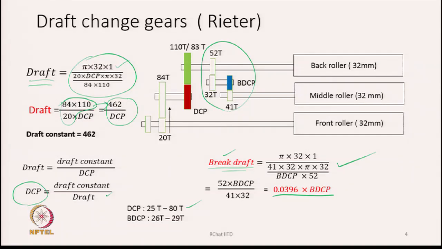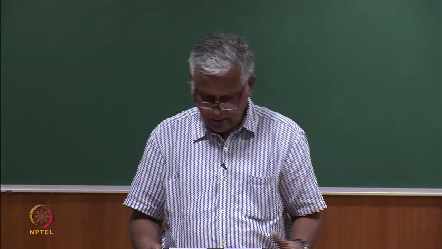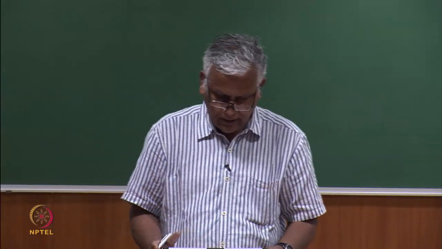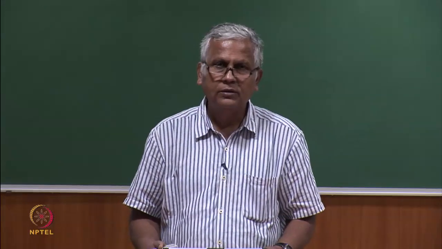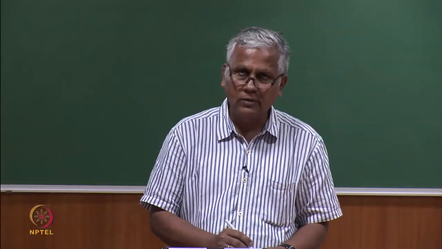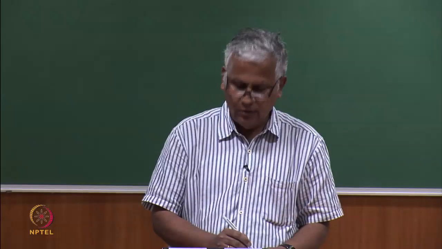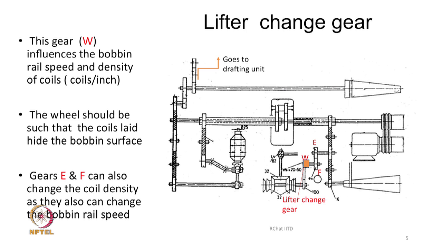So, in some drafting systems the exact connection between the gears may vary from manufacturer to manufacturer, and a typical case is shown here. You can study the gearing design of other machine manufacturers and also work out the draft and the brake draft values for that particular machine, or you can calculate the draft constant or brake draft constant also. What else do we need to change? So, twist and then your draft.